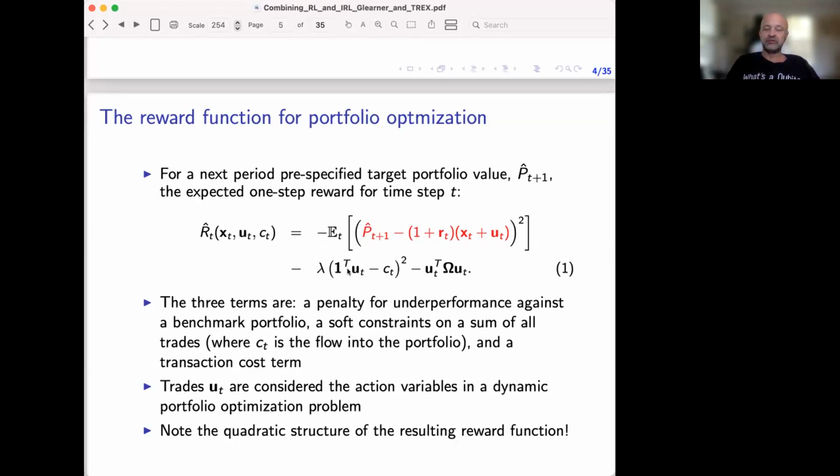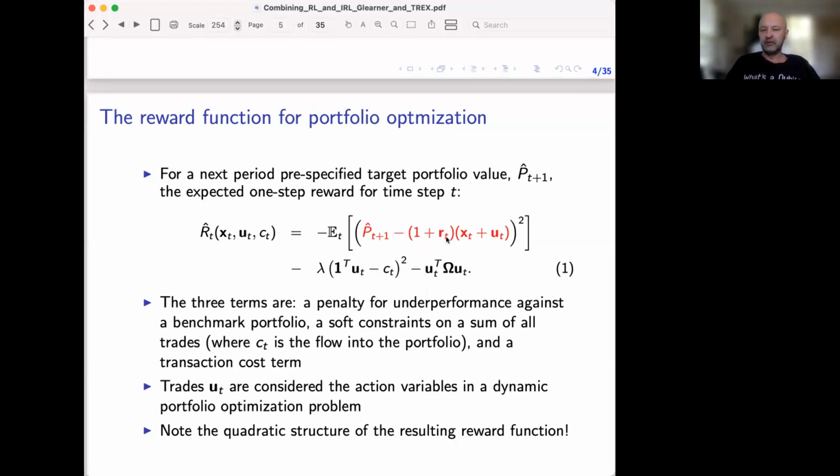Now, the next term is simply a statement of the fact that all portfolio trades, so this is the sum of all components of U, is the total trade in the portfolio, and this should be equal to the flow into the portfolio. So if C_t is given as a flow in the portfolio, then this is the penalty. Basically, if you take lambda to very large values, it will become a hard constraint, and that says that all trades should sum up to the flow.